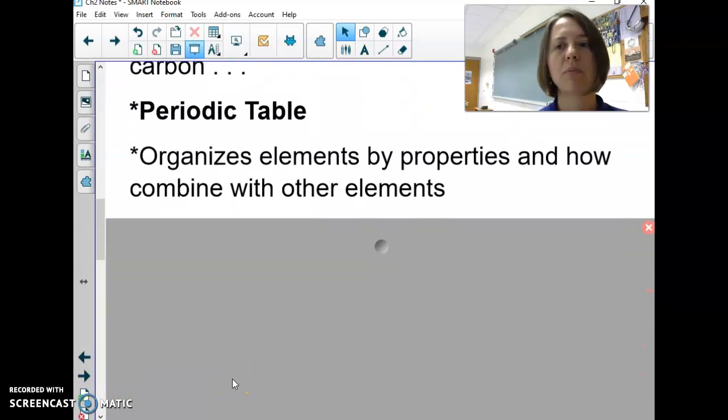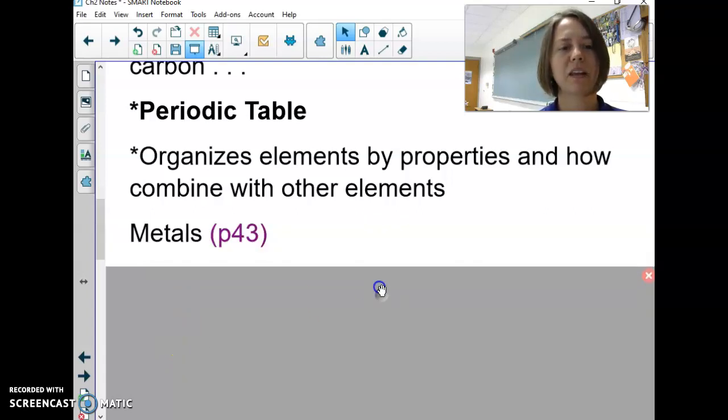Organizes elements by properties and how they combine with other elements. So this is a super helpful tool, and it will become your friend this year. So let's start off with metals and looking on page 43.